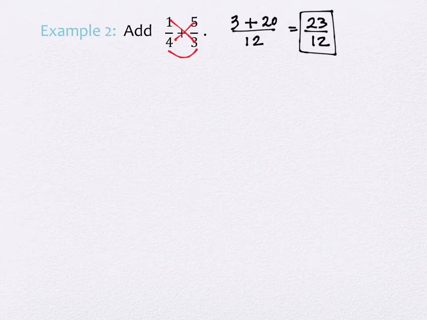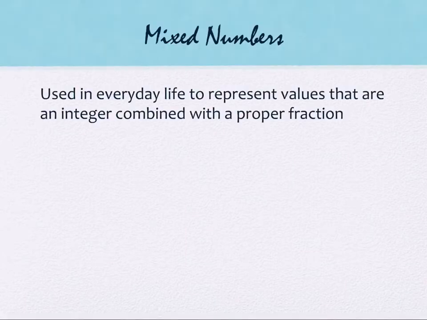It is perfectly reasonable to notice at this point that this is not a proper fraction, which is about what I'm about to define anyway. Mixed numbers are the counterpart of improper fractions. They're used in everyday life to represent values that are an integer combined with a proper fraction, and a proper fraction just means that the top is smaller than the bottom.